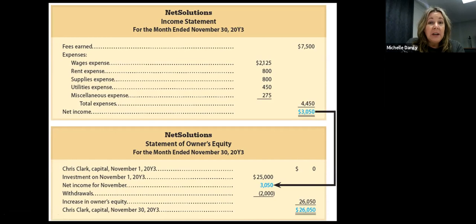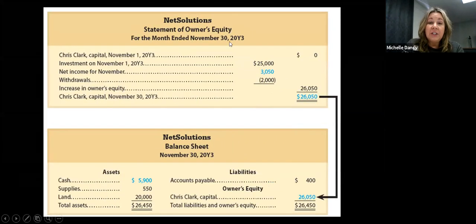Remember, anytime the owner takes money out of the business, it decreases equity. So I'm going to look back on my accounting equation, and I'm going to get the balance of the owner's drawing account, which in this example on the previous slide is $2,000. So I'm always going to say beginning capital plus any investments plus net income minus withdrawals. Once I do the math, that gives me my ending capital, in this case $26,050. Well, if this is for the month ended November 30th, then ending capital will have the date November 30th. Okay, so now we have completed our statement of owner's equity.